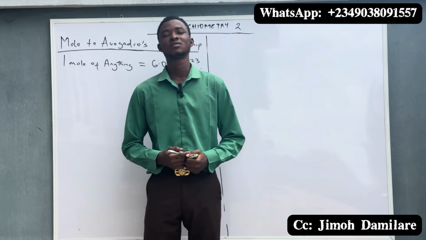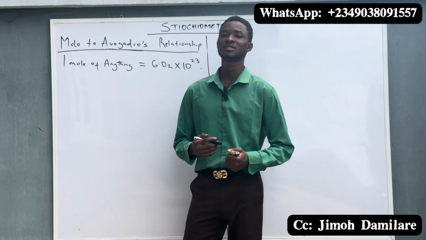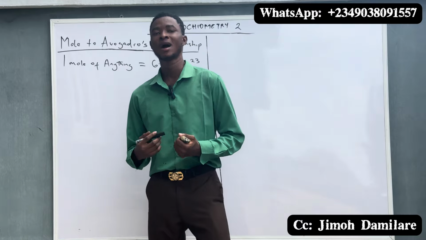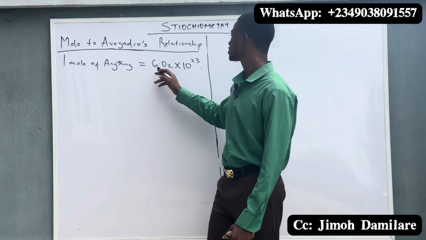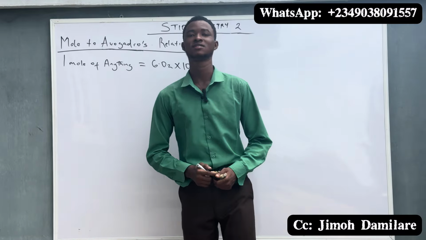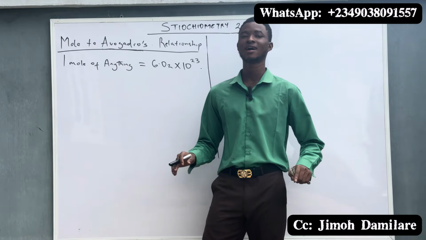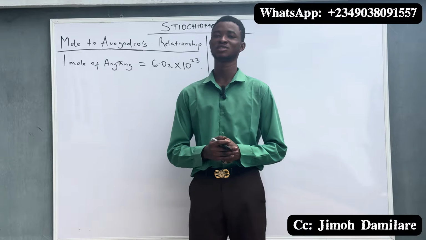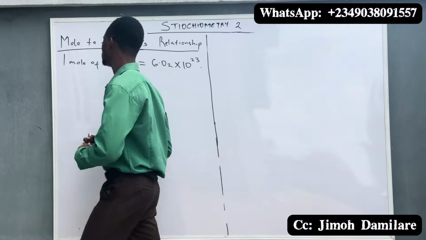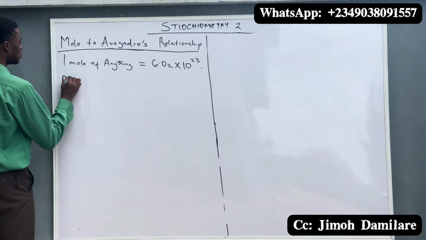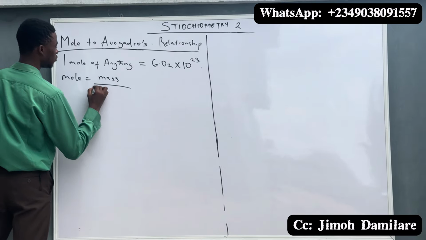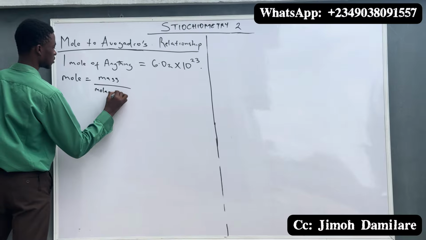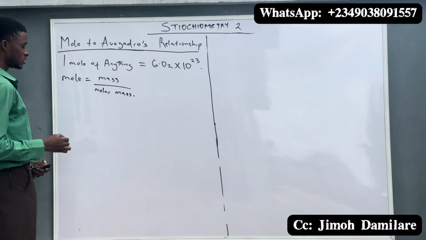And moving to the last concept, which is the mole to Avogadro's relationship. One thing that we have to note about this concept is that 1 mole of anything is equal to 6.02 times 10 raised to the power 23. So this is the general formula for mole to Avogadro's relationship. And of course, you have to note that your mole is equal to mass over molar mass. So these are what to note.